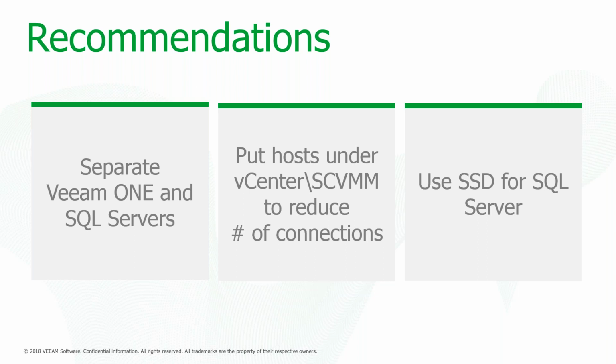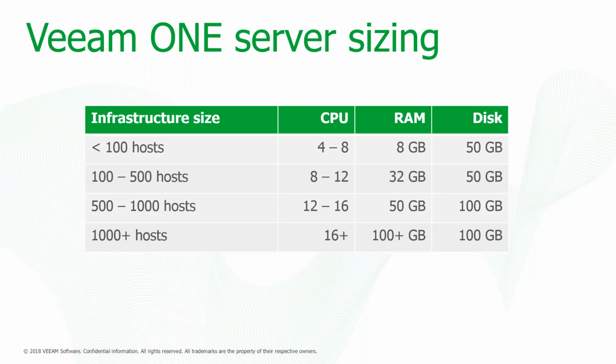So moving on to Veeam ONE server sizing. You can see here, we've tested this, and as we sized a particular environment, these are the results that we got. Under 100 hosts, you can see there 4 to 8 CPUs, 8 gig of RAM, and 50 gig of disk. As we scale 100 to 500 hosts, maybe 8 to 12 CPUs, 32 gig of RAM, 500 to 1000 hosts, 12 to 16 CPUs, 50 gig of RAM, 100 gig of disk.